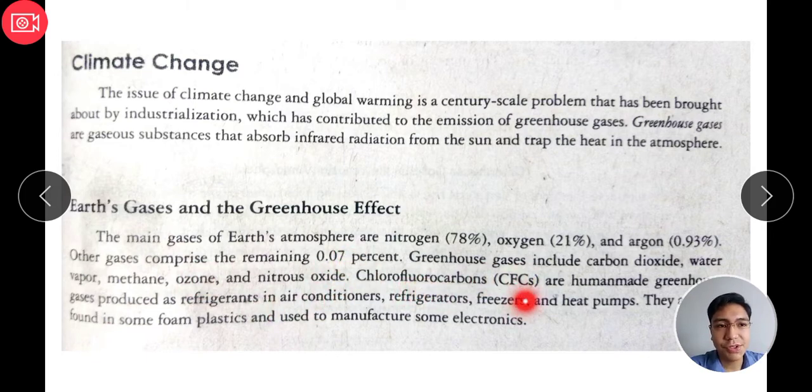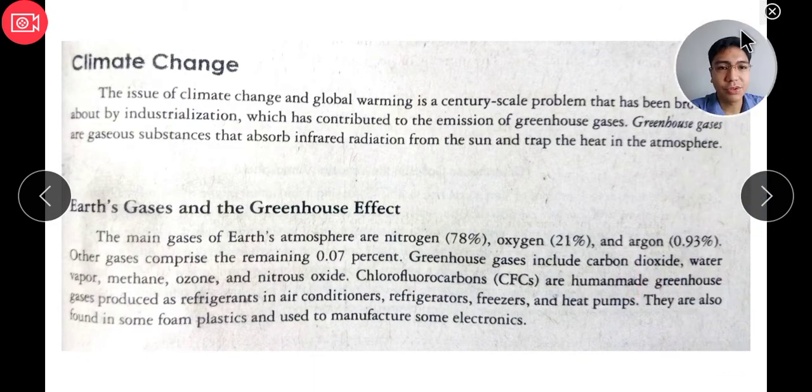So, the gases include the greenhouse gases. Ito yung mga includes sa kanya: we have carbon dioxide, water vapor, methane, ozone, and nitrous oxides. Okay, as well as the CFCs, chlorofluorocarbons, which are human-made greenhouse gases. Saan matatagpuan itong mga CFCs natin? Refrigerants, sa air conditioners, sa mga refrigerators, sa freezers, okay, sa heat pumps. They're also found in some foam plastics. Nag-release din ng CFCs to. And also, ginagamit dito sa pag-manufacture ng mga electronics.